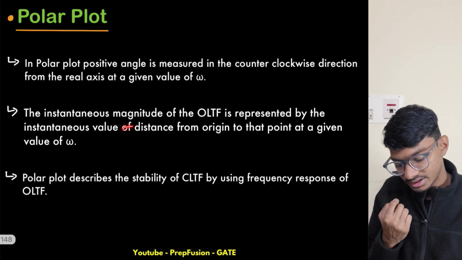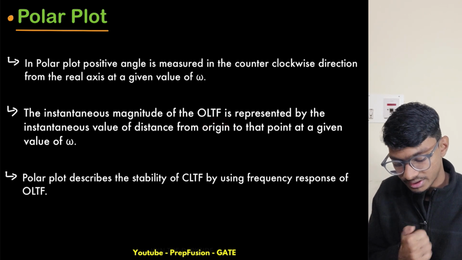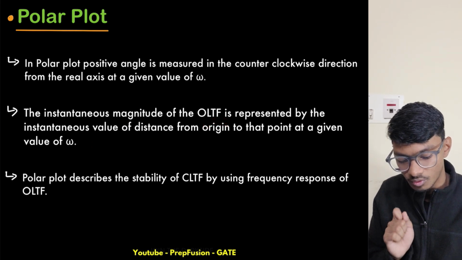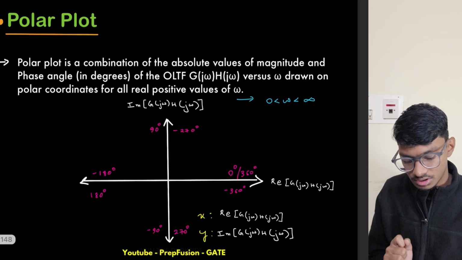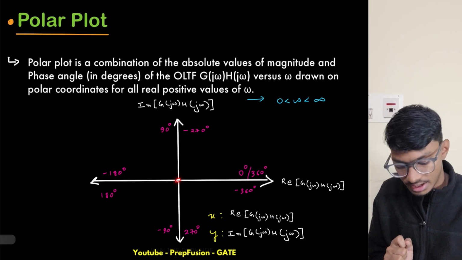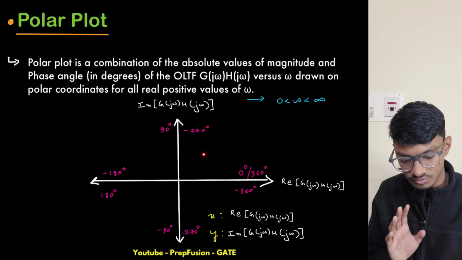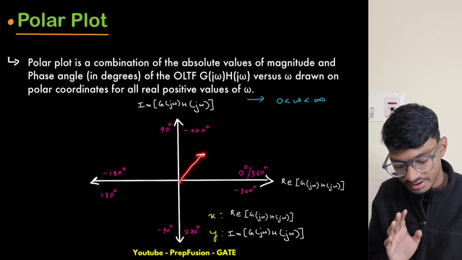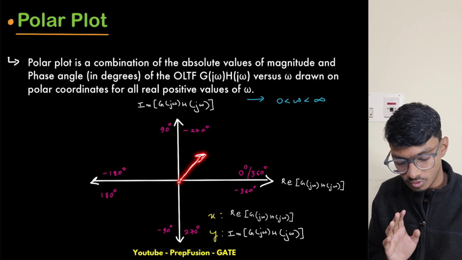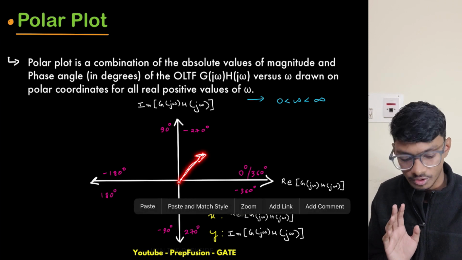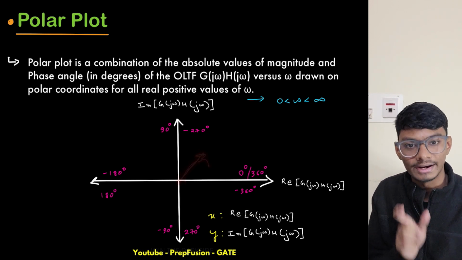The instantaneous magnitude of the OLTF is represented by the instantaneous distance from the origin to the point at a given omega. So this is the origin, and for a particular omega, my x and y coordinates lie here. If I draw a straight line from the origin to this point, the length of that line will be the magnitude of my OLTF.